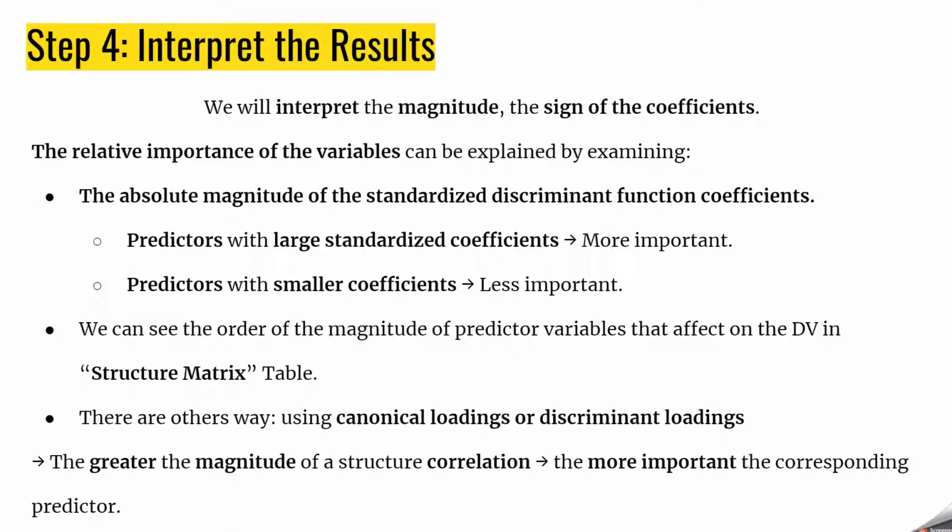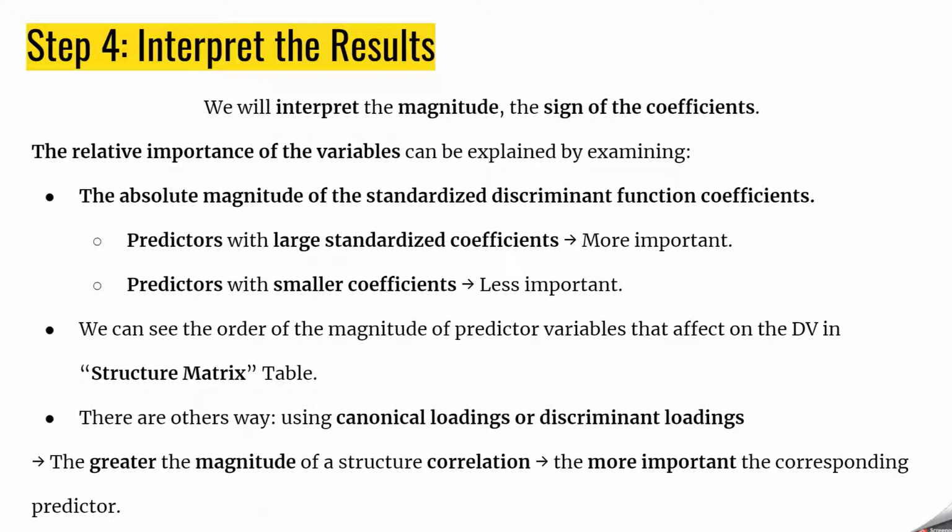So in step 4 we will examine the magnitude and size of the coefficients. The relative importance of the variables can be explained by examining the absolute magnitude of the standardized discriminant function coefficients in the table. A predictor with a large standardized coefficient will have more impact on the dependent variable, and a predictor with a smaller coefficient will have less importance to the discriminant function or dependent variable.